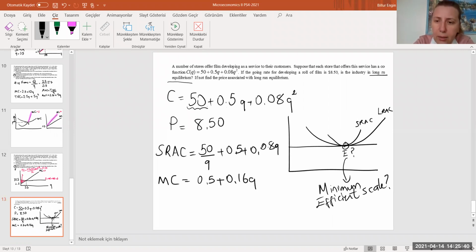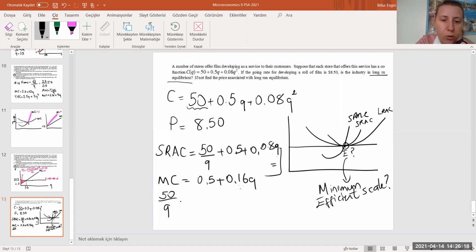And as you know, at the minimum point, these two are equal to each other. So let's equalize them and try to find the minimum point of the average cost. Or alternatively, you can derive the short run average cost function and equalize it to 0. So let's equalize these two. We know that the short run marginal cost function intersects average cost at the minimum point. So we will equalize them to each other.